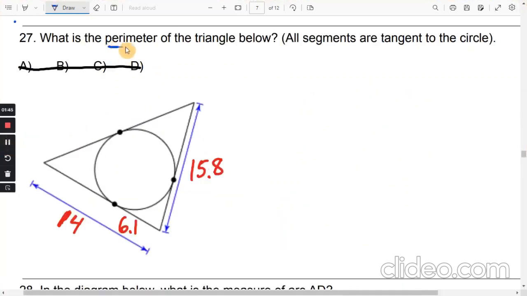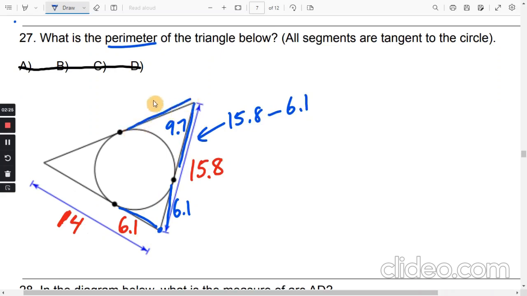Okay, here we want to do the perimeter of this triangle. All segments are tangent to the circle. Remember, when these tangent segments meet at the same point, they are congruent. So if this piece is 6.1, then this piece here is going to be 6.1. If this whole thing is 15.8 and this is 6.1, right here is going to be 15.8 minus 6.1. Okay, 15 minus 6 is 9. 0.8 minus 0.1 is 0.7. All right, if this here is 9.7, then this right here is going to be 9.7.